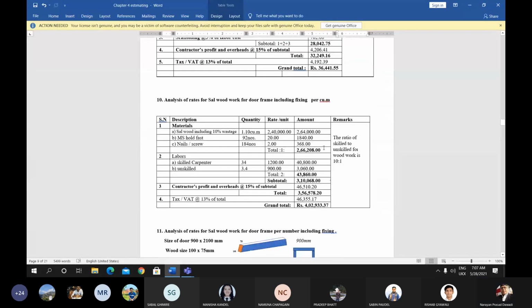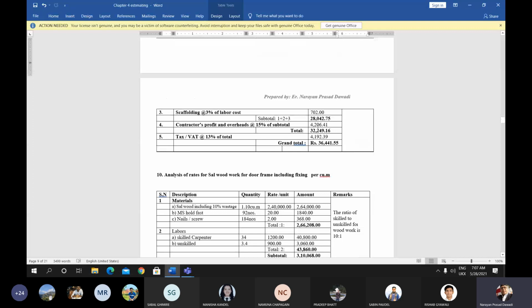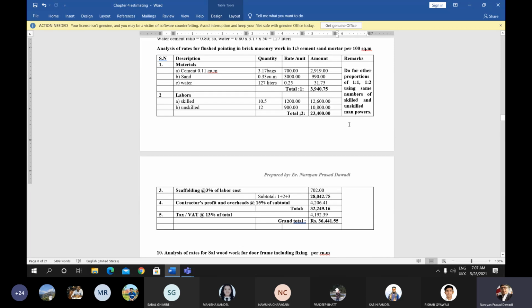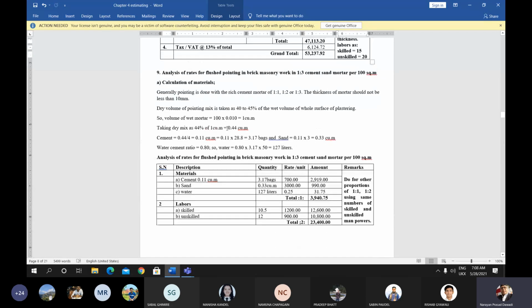Now do the same for other proportions of 1 is to 1 and 1 is to 2, using the same numbers of skilled and unskilled manpower. You can use it for other proportions as 1 is to 1, 1 is to 2, and if you are asked in an examination for flush pointing in brick masonry per 100 square meter, do it for 100 square meter.